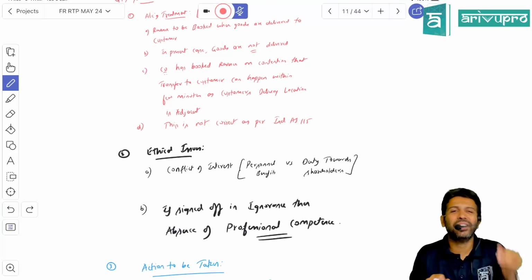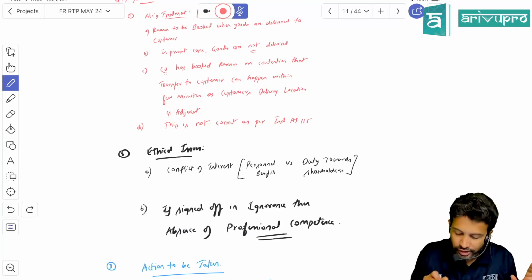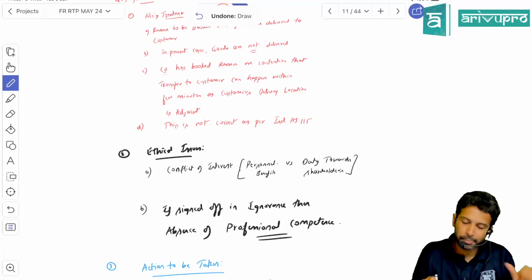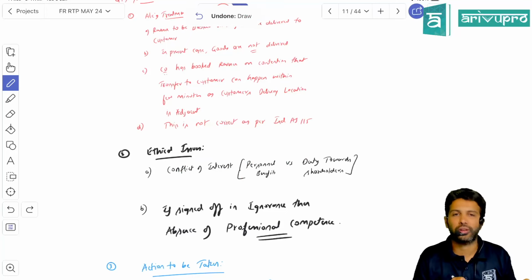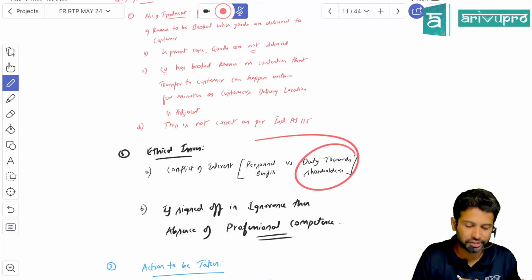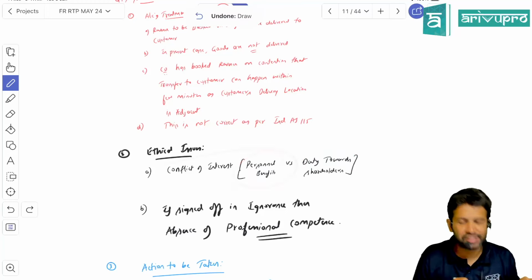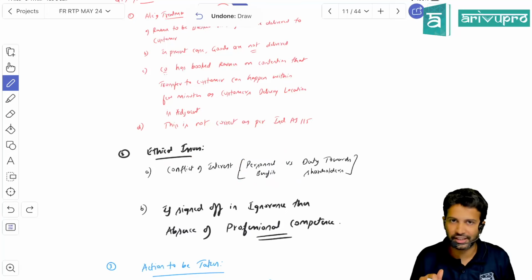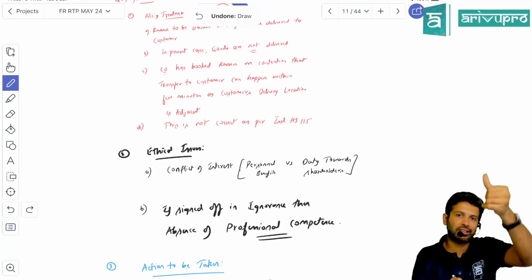But what they have done is a violation of Ind AS 115. So here purely there is a conflict of interest. It's personal benefits versus duty towards shareholders. Because if she does not sign off, then she is adhering to, following her duty towards the shareholders. But she'll have to forego the personal benefits which she is getting. So that's one conflict of interest, which is the ethical issue over here.